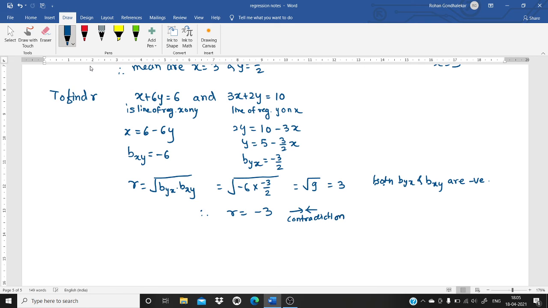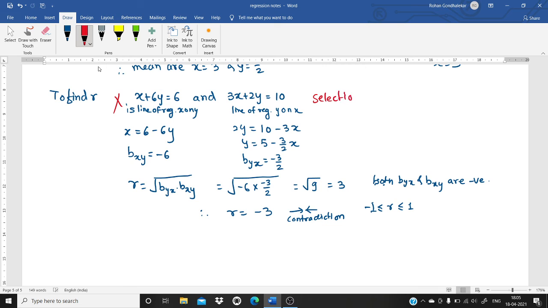Contradiction to what? The value limitation for r: minus 1 is less than or equal to r, which is less than or equal to plus 1. The value of the coefficient of correlation is always between minus 1 and plus 1, including the limits. But here the value is minus 3, so this part is not valid. That means our selection is wrong.